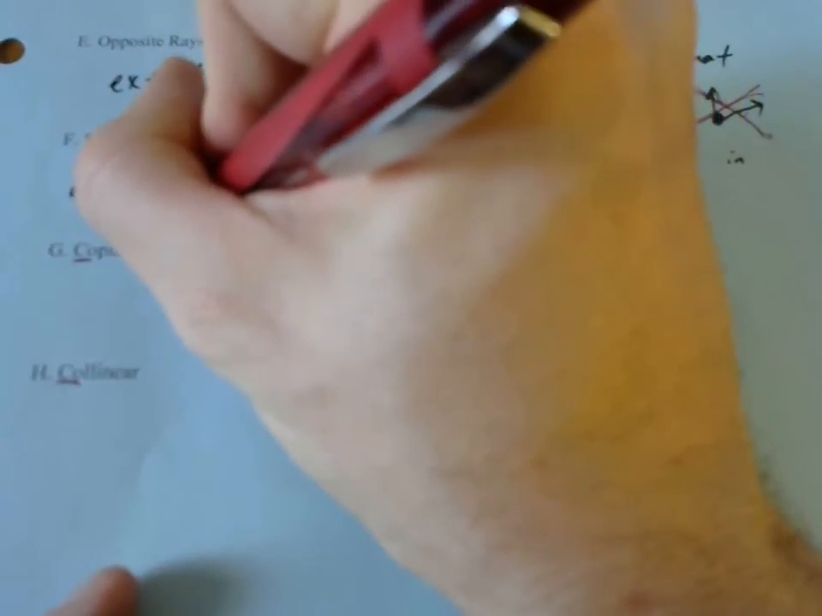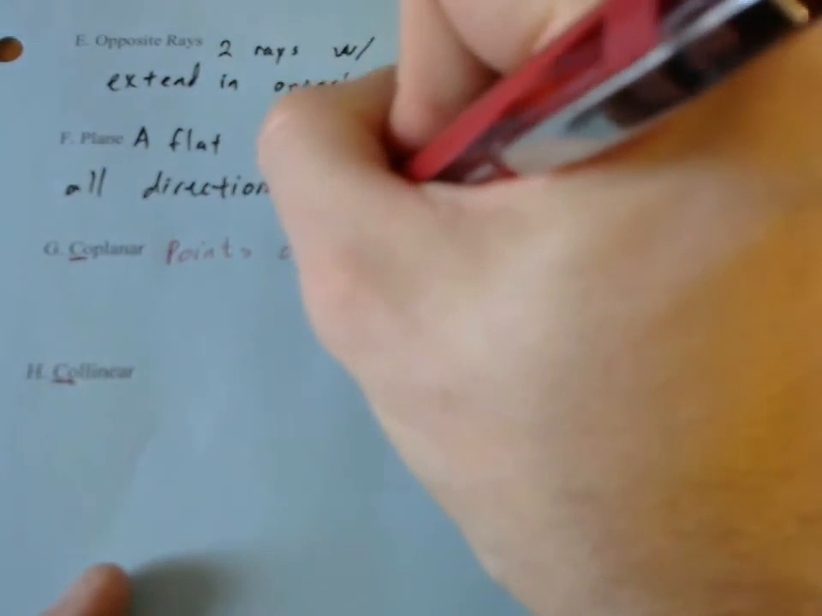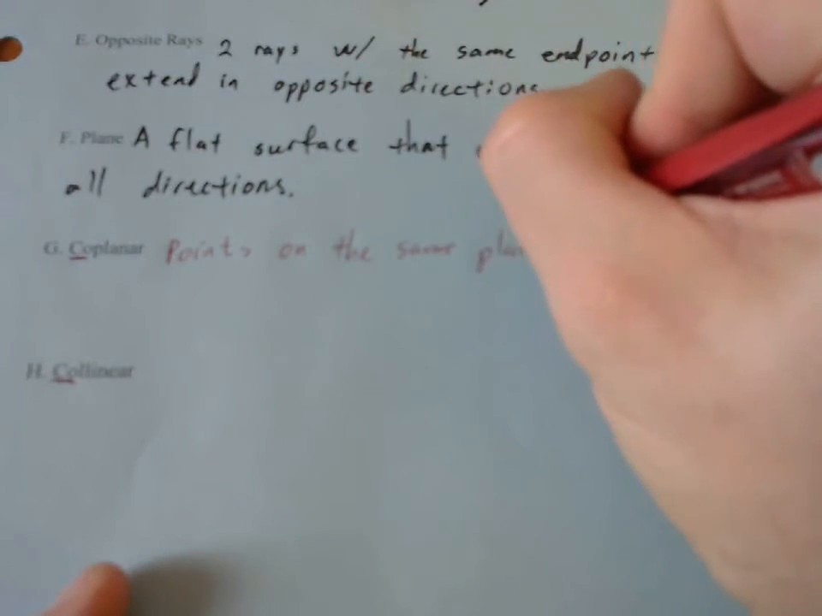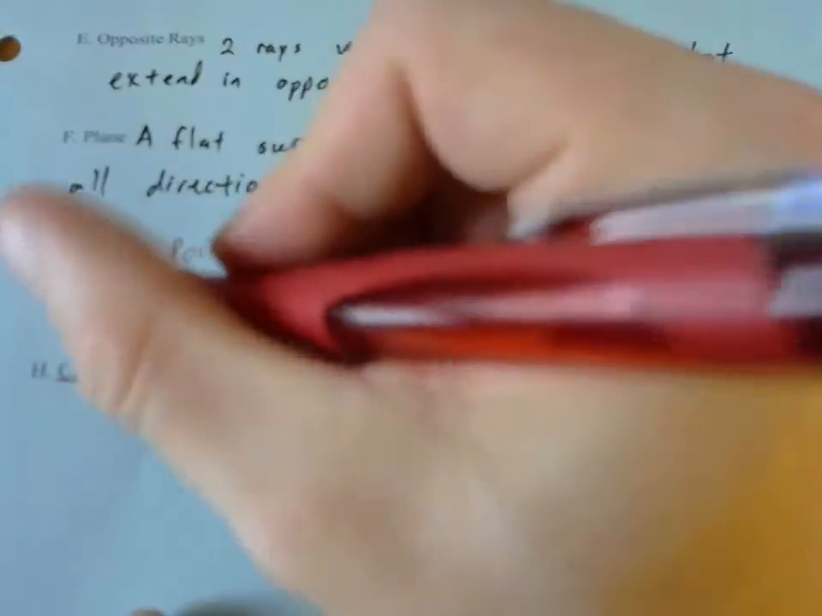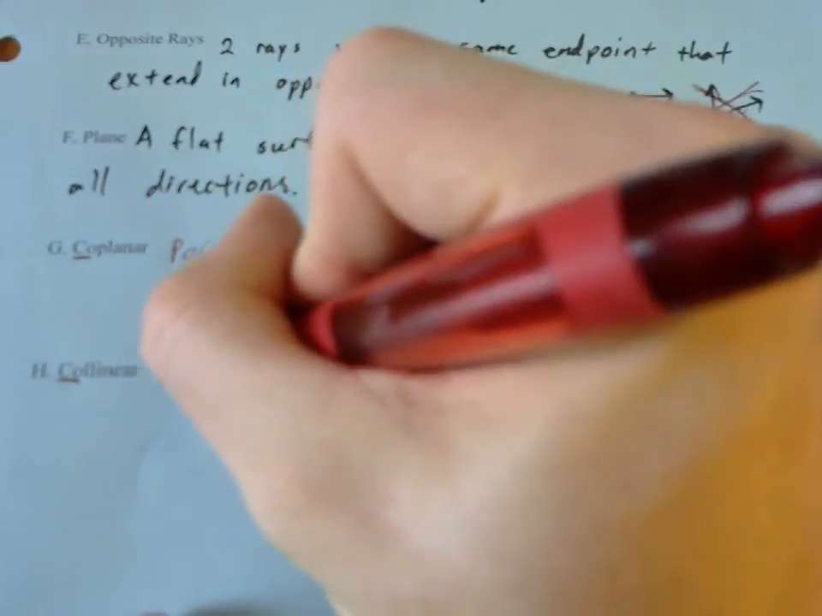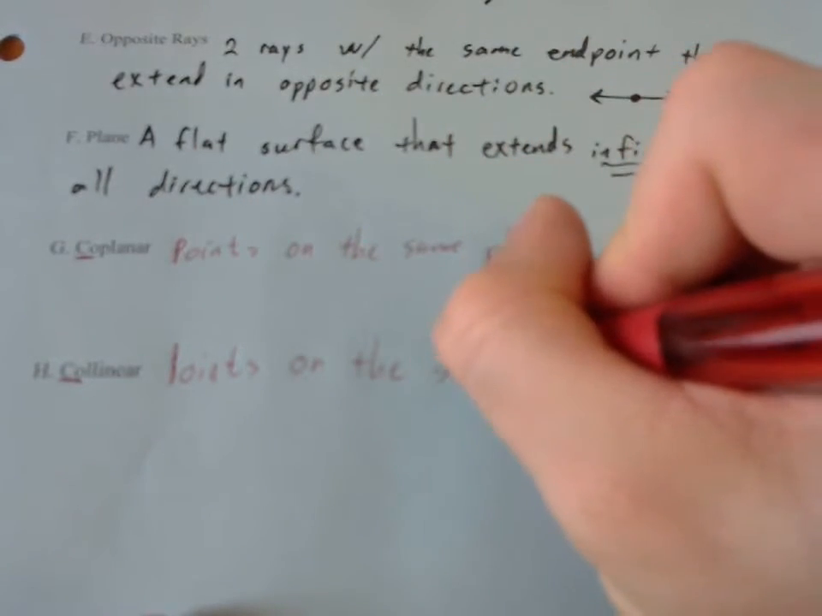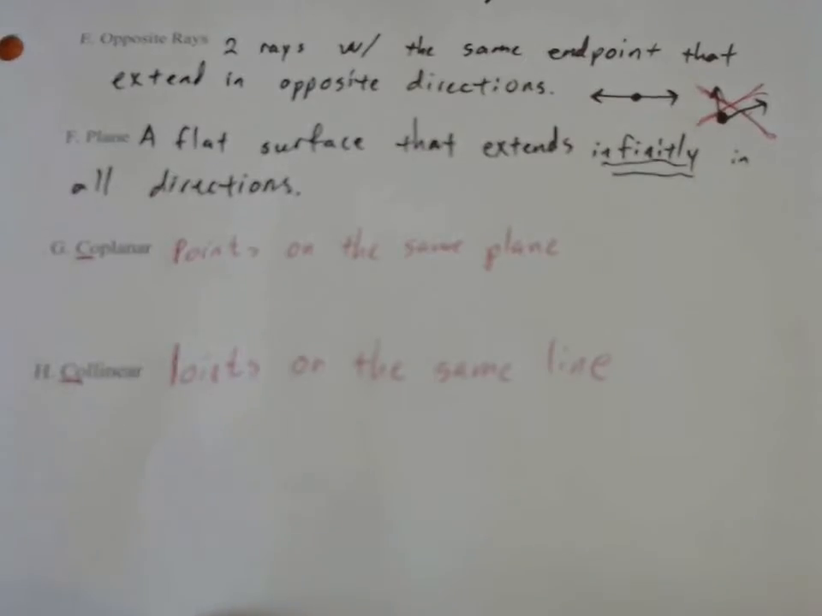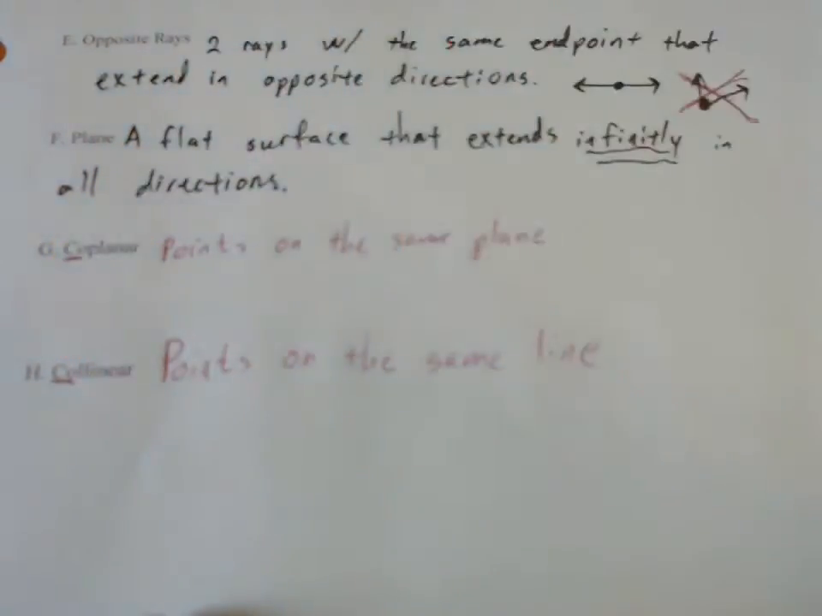These are points on the same plane. Coplanar points are points on the same plane. Collinear are points on the same line. So there we go. Let's make that a little bit easier to see. Points. There we go. Okay, so those are the definitions.